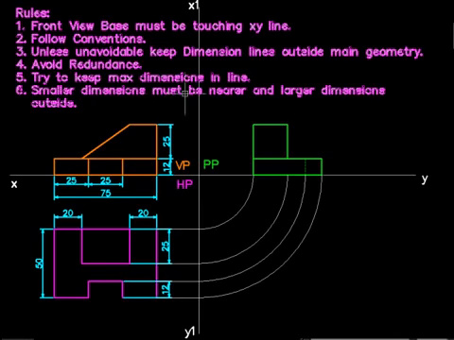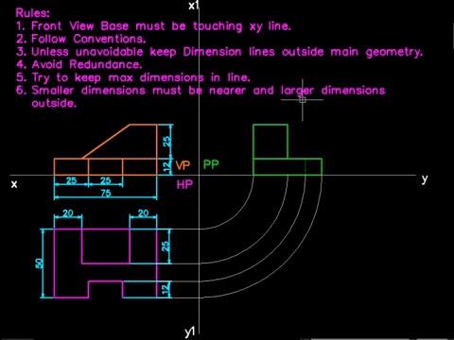Next, the smaller dimensions must be placed nearer and the larger dimensions outside. So whenever we have two types of dimensions appearing here, two levels of dimension appearing at any point, the smaller dimensions have to be placed nearer to the edge, and the larger dimensions have to be placed far away from the edge.